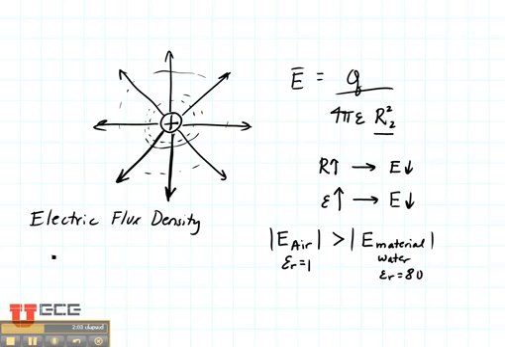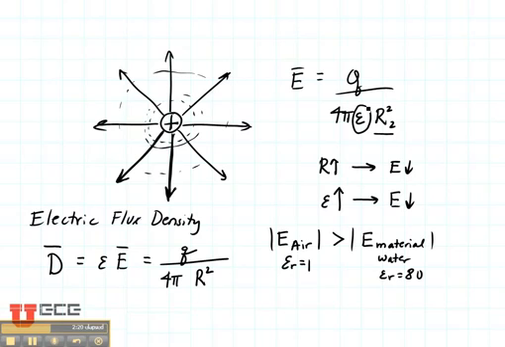So the electric flux density is given by D. It is a vector, and it is epsilon times E. So the electric flux is proportional to the charge, inversely proportional to 4 pi and the distance squared. The epsilon value has been normalized out. This means that the density of the field lines, or the shape of the flux lines, is the same regardless of the material that you are in. So the electric flux in air is equal to the electric flux in water.